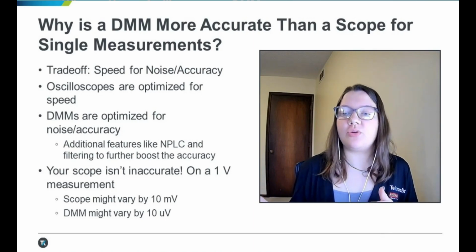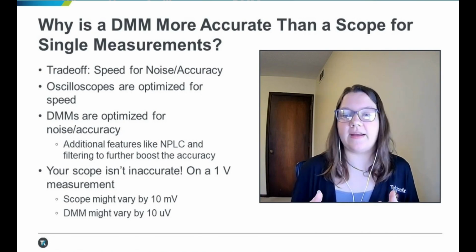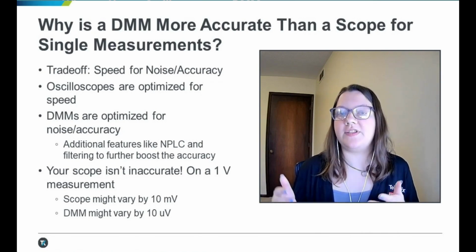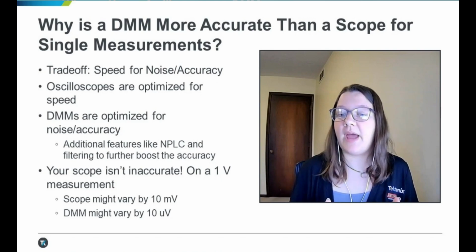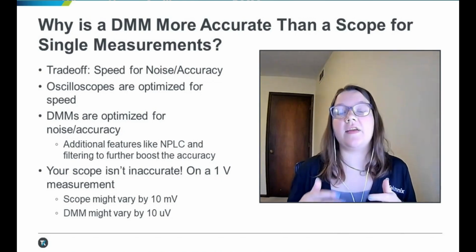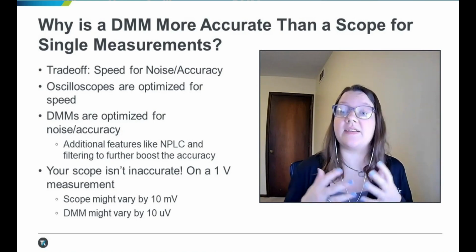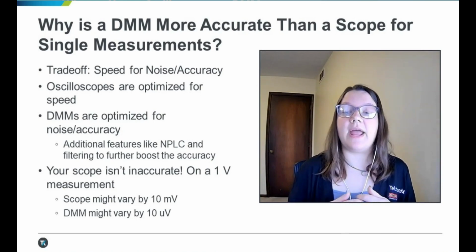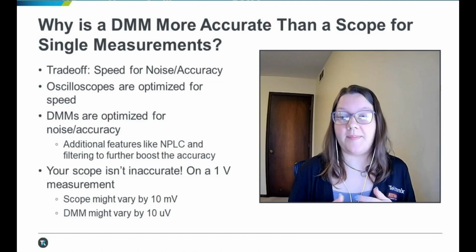So if you're trying to measure a pulse that has a width less than that, it's going to be very difficult to capture that behavior with a DMM, but you can with a scope. And of course, this isn't to say that your scope is not accurate, because it definitely is. And they're getting better all the time.